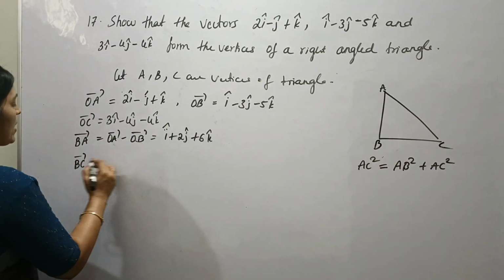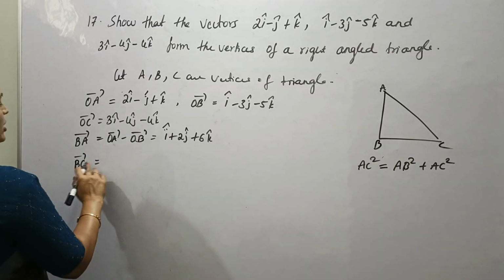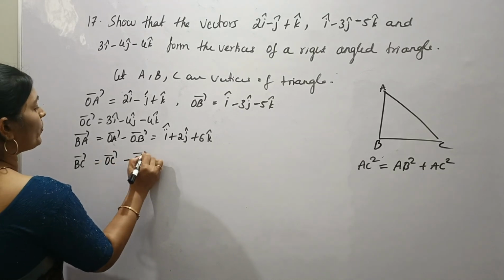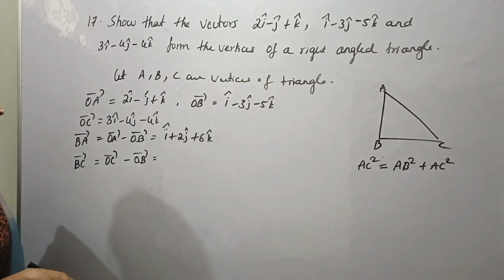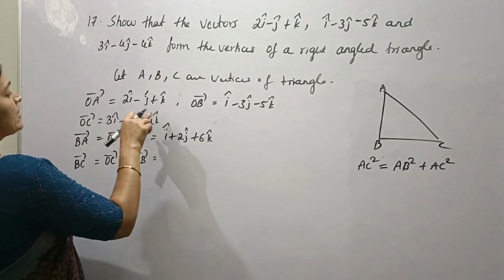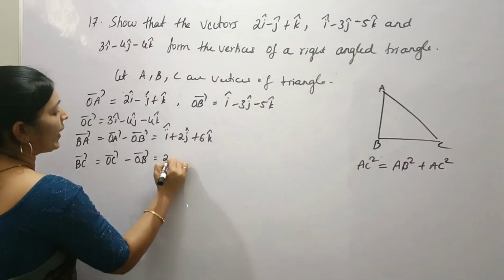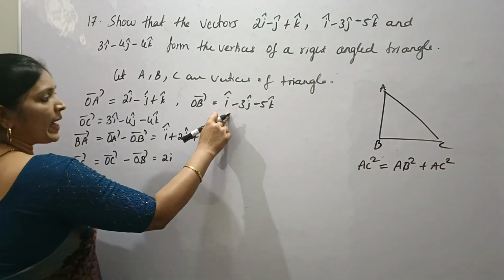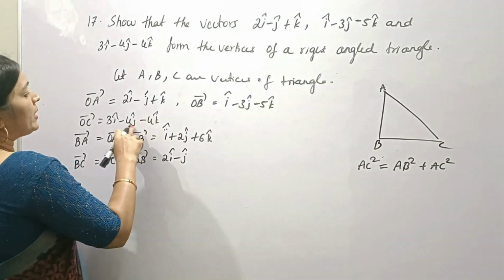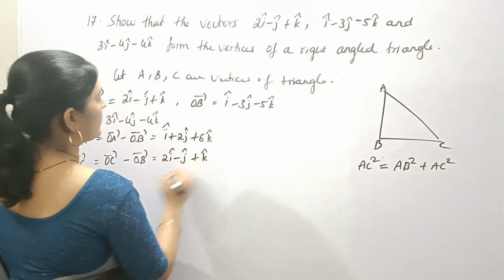Then vector BC. Vector BC is equal to vector OC minus vector OB, by the triangular law of vector addition. Vector OC is this one, right? So OC minus OB: 3 minus 1 is 2i, minus 4 minus minus 3 is minus j, and minus 4 minus minus 5 is plus k.